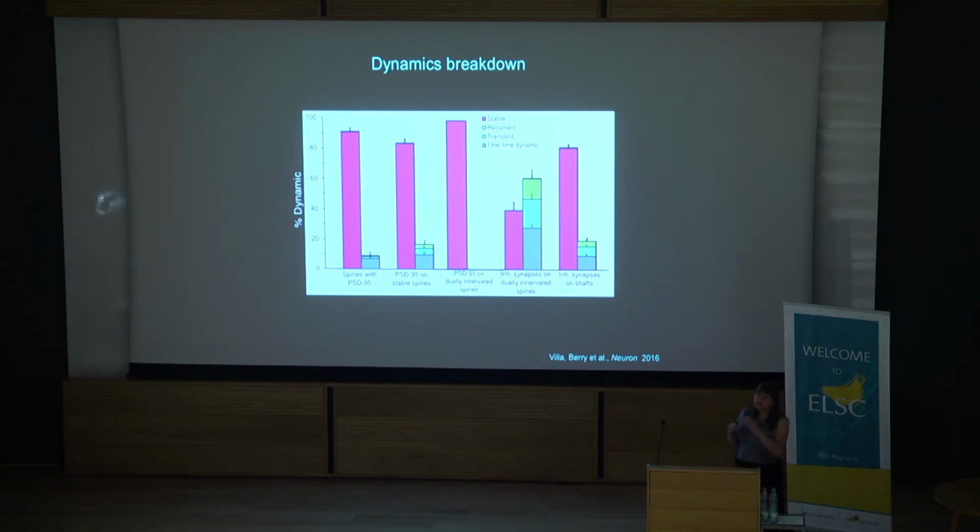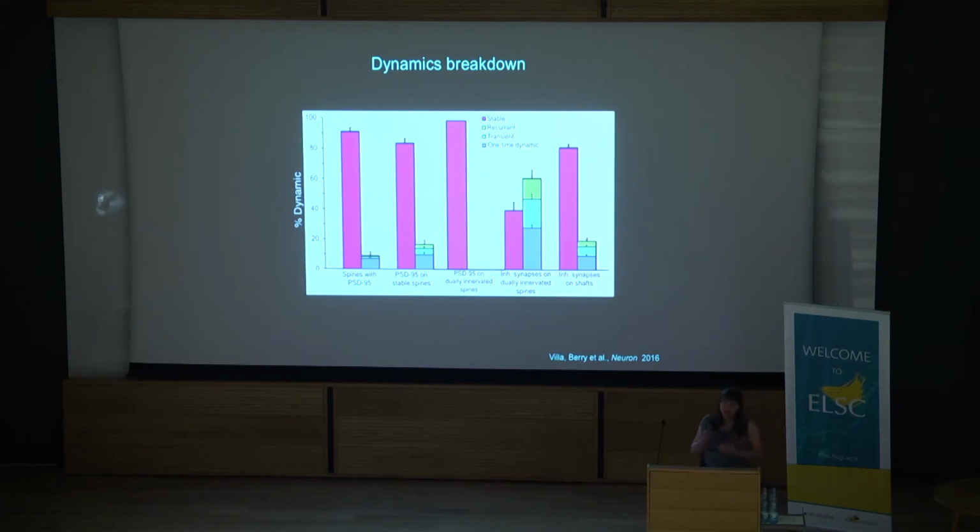And I have to say that this is a conservative estimate of the recurrent category, because for us to score something as recurrent, it has to pop in relatively early in the series to be able to go away and come back. So potentially some of these things that we're seeing as transient or one time, because they're coming in later in the series, might be of this recurrent type if we waited longer.